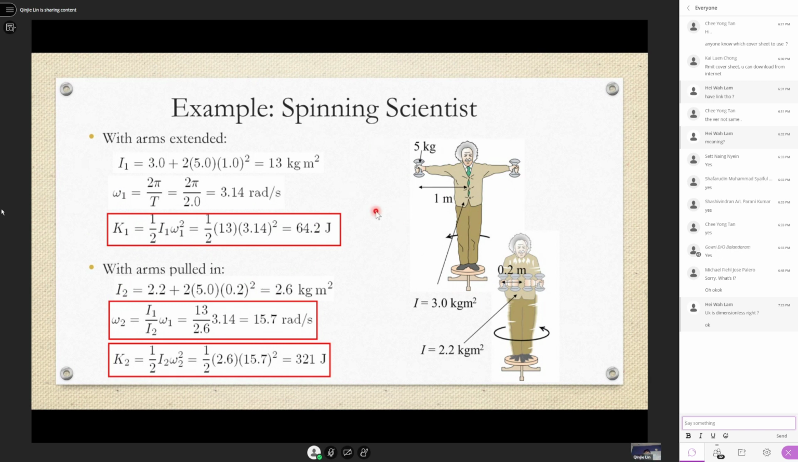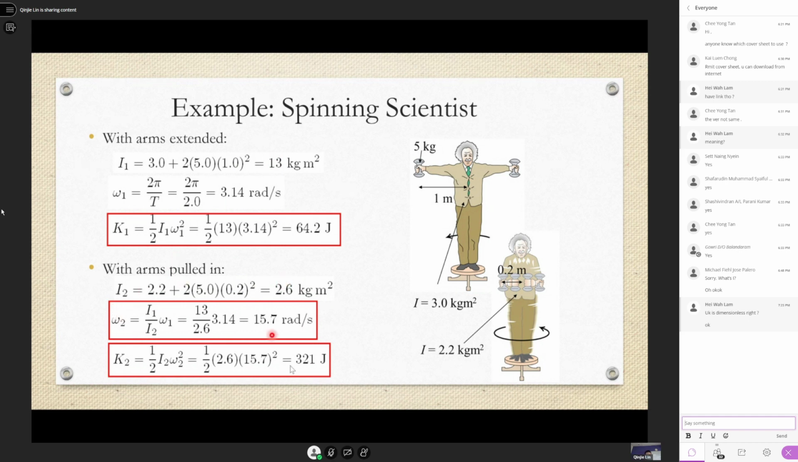Now when he's rotating, he's going to pull his arms in. What is the new moment of inertia? They tell you the body with the hands inside is 2.2, plus the moment of inertia of the 2 dumbbells, which is 2 times mr squared. The r has been reduced by a lot, take note. Just now it was 1, now it is 0.2. So the moment of inertia for this system is going to become much smaller than just now. It was 13, now it's 2.6.